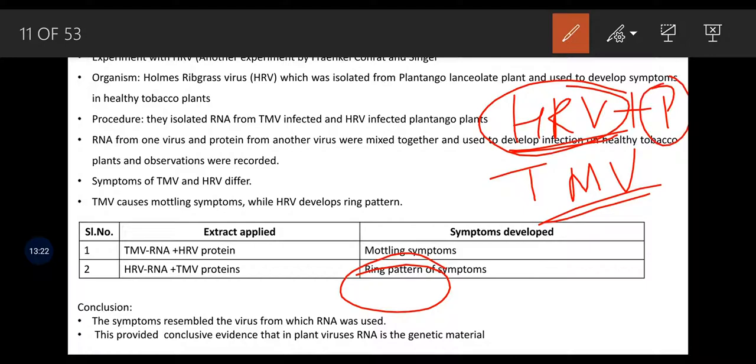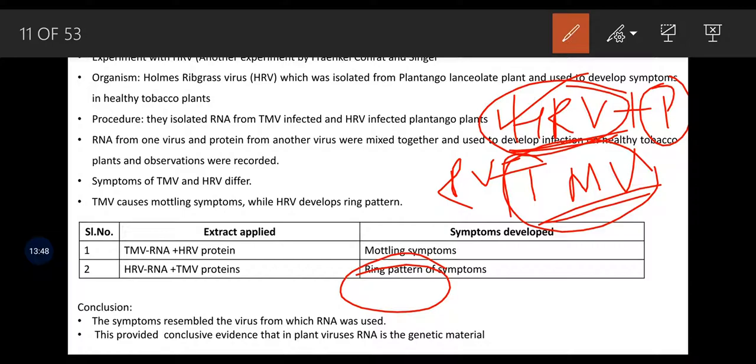So what can we expect in the progeny? Here the HRV, meaning ring pattern of symptoms, was expressed. In the second case, TMV-infected plant RNA was taken along with the protein of the Holmes ribgrass virus. What happened in the progeny? The progeny showed the TMV kind of symptoms, that means mottling symptoms.